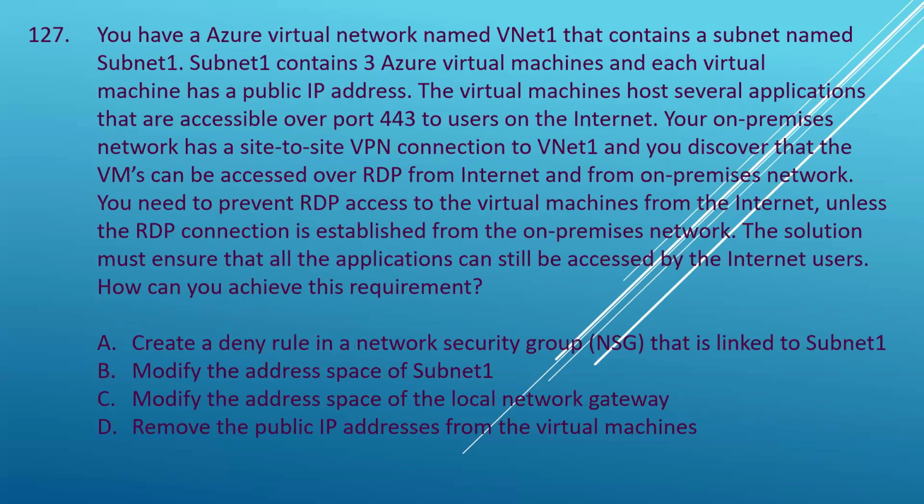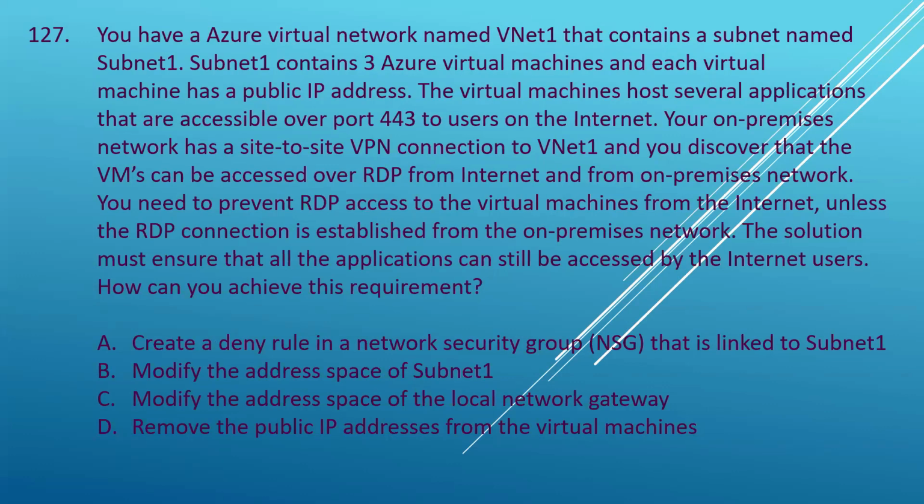Your on-premise network has a site-to-site VPN connection to VNet 1, and you discover that the VMs can be accessed over RDP from the internet and from the on-premise network as well. This is really not a good practice, that your VMs are accessible over RDP from the internet. So you need to prevent RDP access to the virtual machines from the internet, which is the best practice, unless the RDP connection is established from the on-premise network.